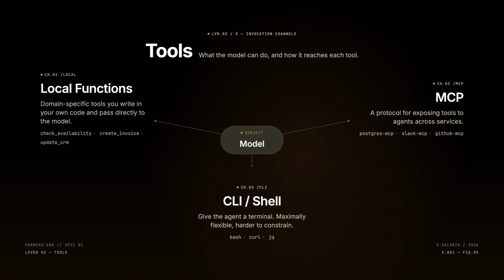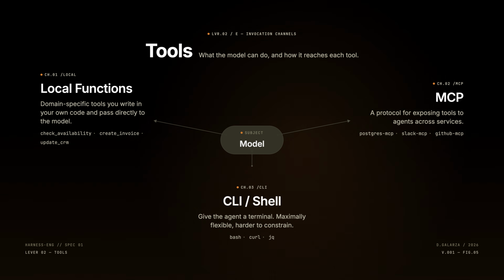There are different ways to expose tools to an agent. Sometimes tools are just local functions you write in your own code and pass directly to the model. These are usually domain-specific. Maybe that's checking availability, creating an invoice, updating a CRM record, or fetching campaign performance. Sometimes tools come through an MCP, which is a protocol for connecting agents to external systems. Instead of writing custom wiring for every integration, MCP gives the agent a common way to reach things like GitHub, Linear, Slack, databases, browsers, or internal services. And sometimes the tool surface is a CLI or shell, where the agent can actually execute commands directly. These are extremely flexible but harder to constrain. From the model's perspective, these may all show up as actions it can choose from.